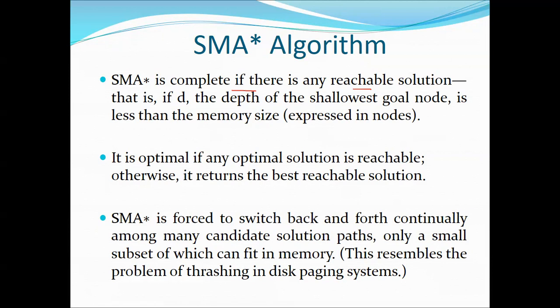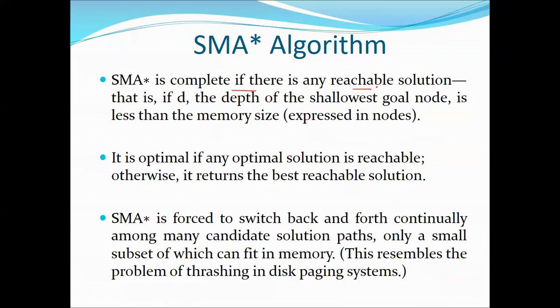And before deleting the node, its forgotten value will be passed on to the parent. Right. So this is complete if there is a reachable solution. Reachable solution means what? Because sometimes you may go out of memory.